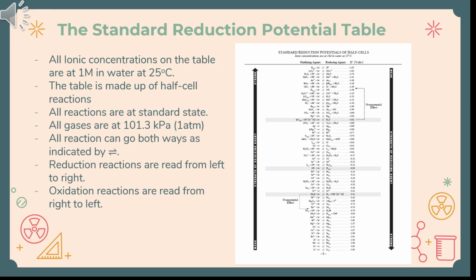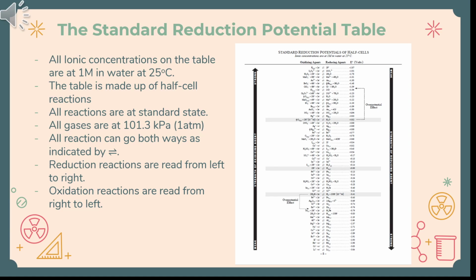This is the standard reduction potentials of half cells table found in the back of the Hebden Chemistry 12 workbook and in the Chemistry 12 data booklet. All ionic concentrations on the table are at 1 M in water at 25 degrees Celsius. The table is made up of half cell reactions. All reactions on the table are at standard state. All gases on the table are at 101.3 kilopascals.